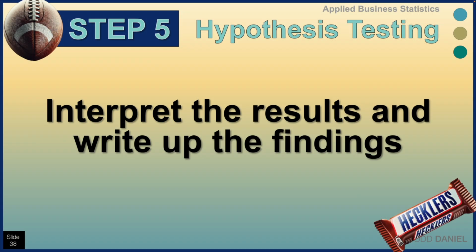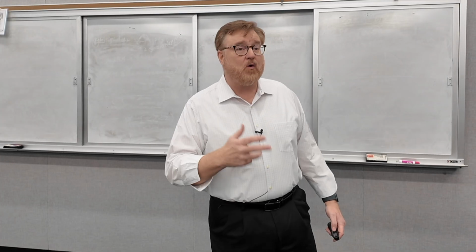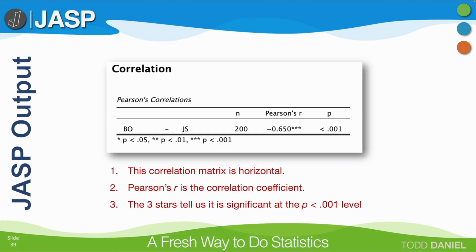Step number 5, we're going to interpret the results and write up the findings. The first thing we're going to look at is our correlation table. Here we have the variables burnout and job satisfaction. Burnout predicting job satisfaction. There are 200 cases, and the correlation between these variables is a negative 0.650. The 3 asterisks tell us that this is not only statistically significant, it is significant at the p less than 0.001 level. And we see that reflected in the p-value.